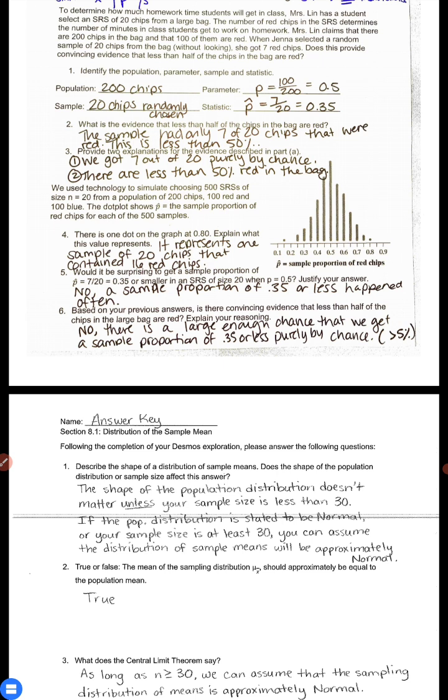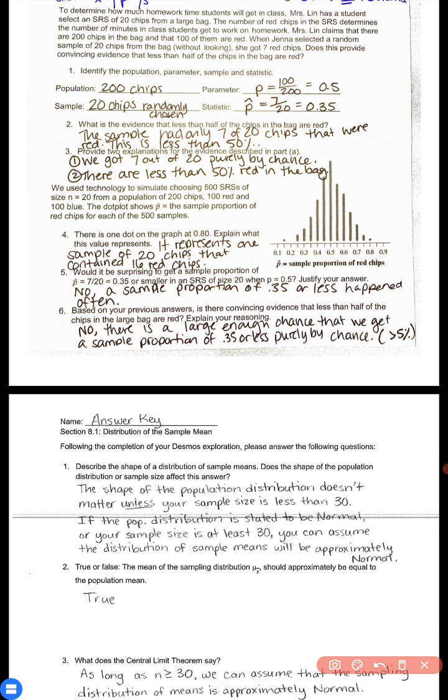Let's compare that to what happened when the student took a sample. So her sample size was only 20 chips, and she found in her sample that only 7 of the 20, which is not half, were red. And so what we want to know is, does this one sample provide evidence that Mrs. Lynn is lying, right? And so what we're going to have to think about is, what are my options?